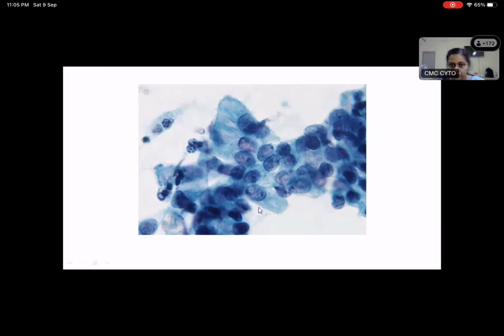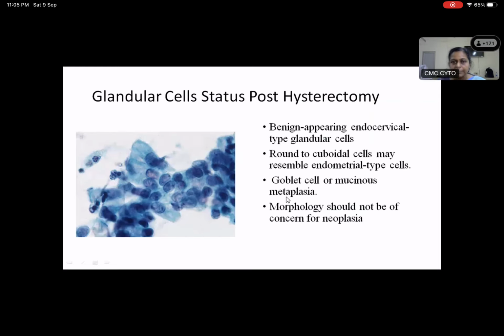Okay. So this is an entity called glandular cells status post hysterectomy. You can see benign-appearing endocervical type glandular cells. Very rarely they might resemble endometrial cells also. They can even show goblet cell or mucinous metaplasia. And the presence of these cells should not be a concern for neoplasia.